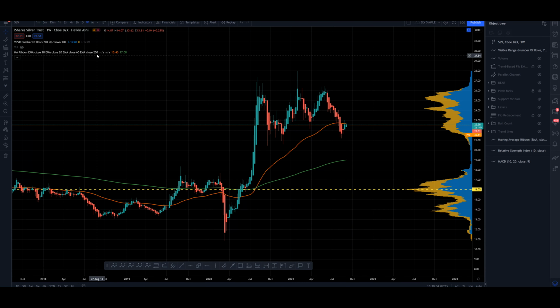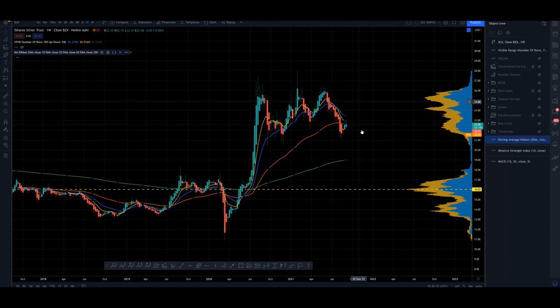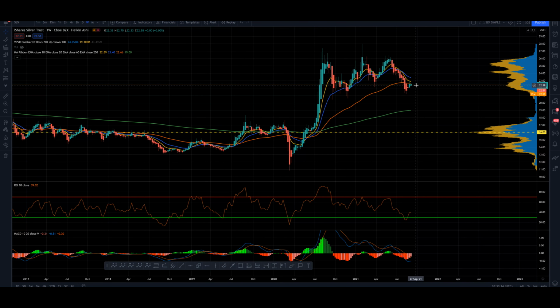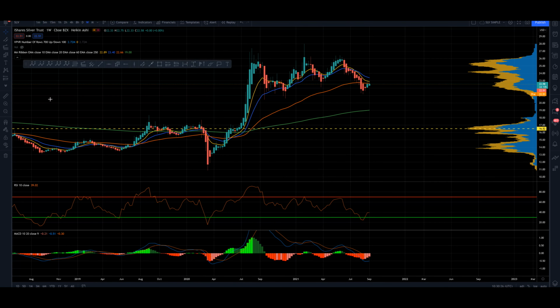Now I haven't got them all switched on at the moment. Let me just pop on the other two. Okay, so what we're looking at here are 4 exponential moving averages. In case you're new to the channel, we have a 10 in yellow, 20 in blue, 60 in orange, 250 in green. We also have an RSI set to a 10 close with the green 30 level representing oversold and the red 70 level representing overbought. And down here we have a MACD with a 10 for the moving average and a 20 for the signal.